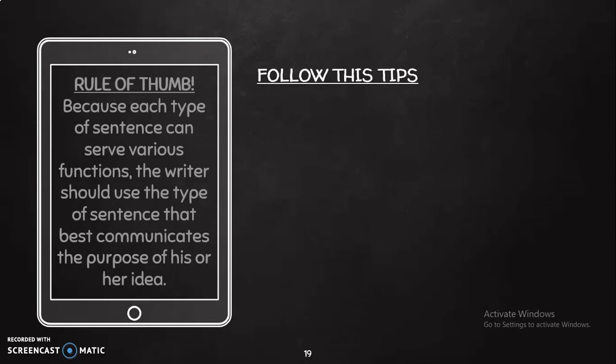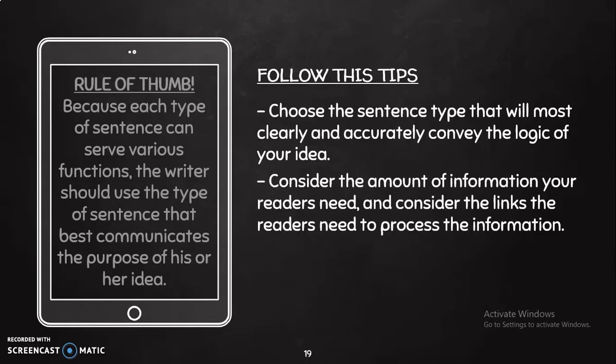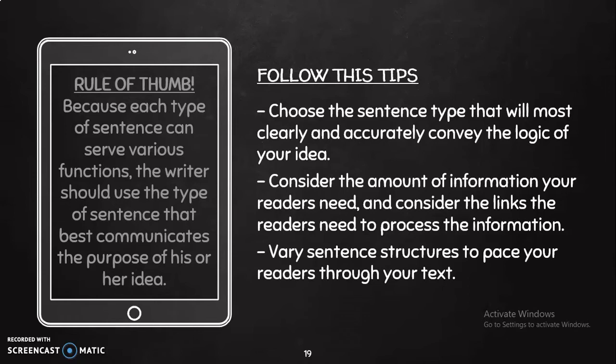So follow these steps to help you. Choose the sentence type that will most clearly and accurately convey the logic of your idea. Consider the amount of information your readers need, and consider the links the readers need to process the information. Once you understand your audience, this will be easy for you, as I've said earlier. Then vary your sentence structure to pace your readers throughout your text. That's very important.